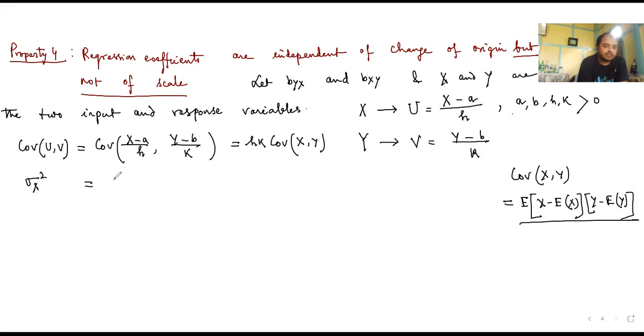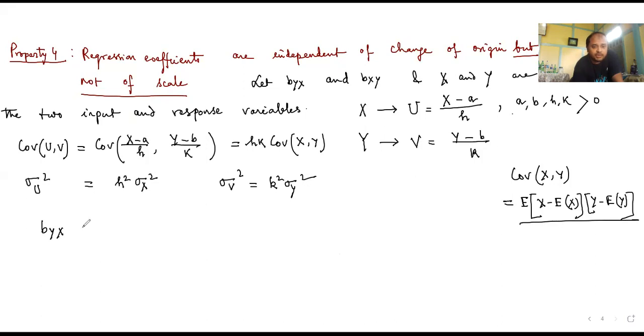Also, we know that sigma u squared is equal to sigma x squared divided by h squared, and sigma v squared is equal to sigma y squared divided by k squared. These are results that you can get from calculations. I'm not going into the details because it has been told to you several times.